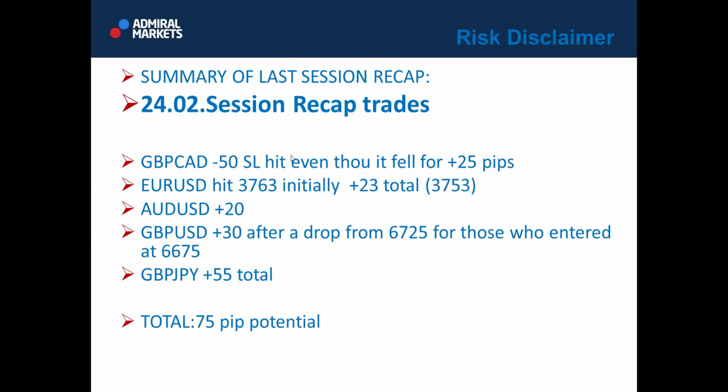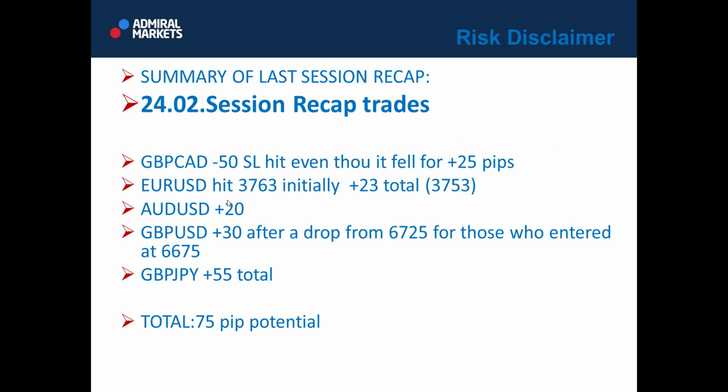Well, for me, I'm saying some of you may have totally different results. Some of you may have had whipsaw in one and in the other direction, and the results may differ. But my results, as I said, in my scrapbook, were like this: GBP CAD. Unfortunately, it was minus 50, stop loss hit, even though it was in profit for plus 25 pips initially, but I didn't close the trade. And it was basically a minus 50 stop-loss hit.